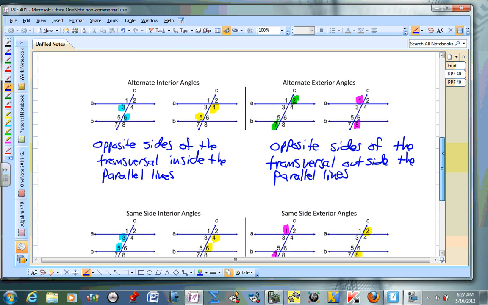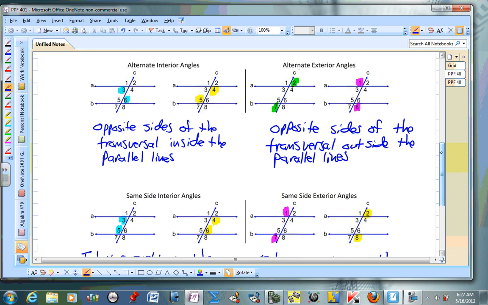Let's scroll up here. Let's take a look at alternate interior angles and see what you think about these. Make a little note here underneath. Alternate interior angles are congruent. Congruent is a geometric word meaning the same. Alternate exterior angles are congruent also.